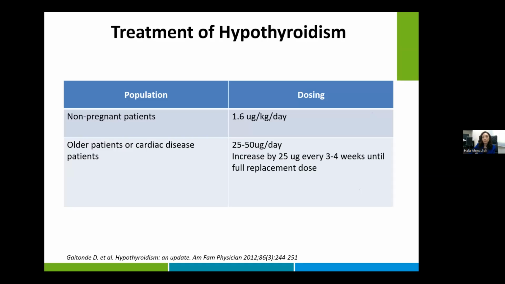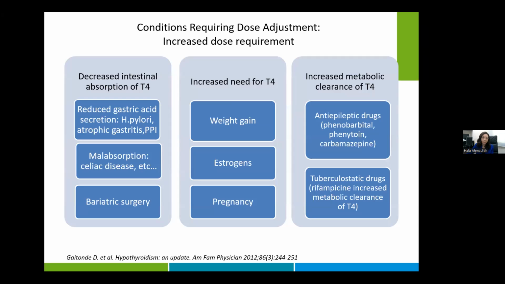So usually we prefer in non-pregnant adult patients to give a dose of 1.6 micrograms per kilogram per day. However, in elderly or patients with cardiac disease, we have to be more cautious, and there is no harm in starting with a lower dose, like 25 to 50 micrograms per day. And we can increase subsequently every 3 to 4 weeks by 25 micrograms until we reach the full replacement dose, which is required.